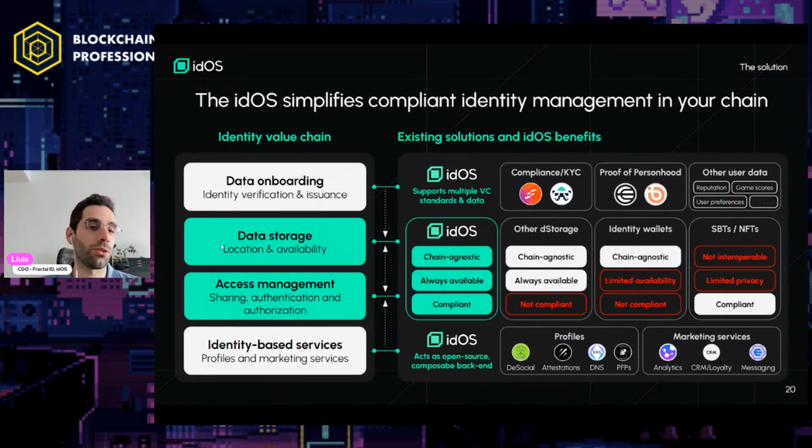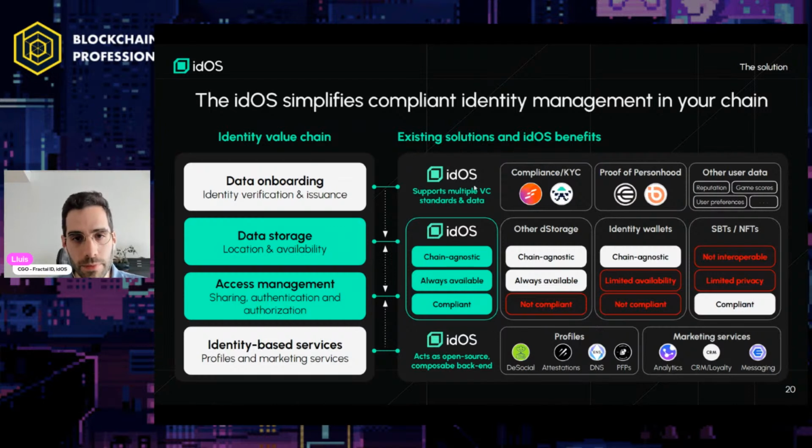The second layer is storage. How is this proof or this credential going to be stored? The third one is access management. Who is this credential going to be shared with? How can we manage who has access to that? How can you know who has access to that data? And finally, there is a bunch of identity-based services on top of that, like profiles or anything around analytics or marketing.